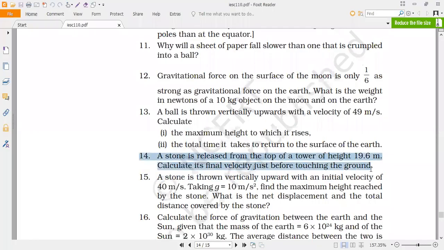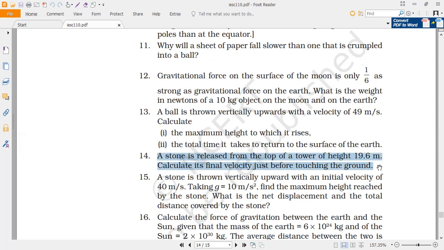14th question. All of you read the 14th question. They are saying a stone is released from the top. Released from the top means what, guys? Released from the top means initial velocity is 0. Released from the top of a tower of height 19.6 meters. Now calculate its final velocity just before touching the ground. That is the question.